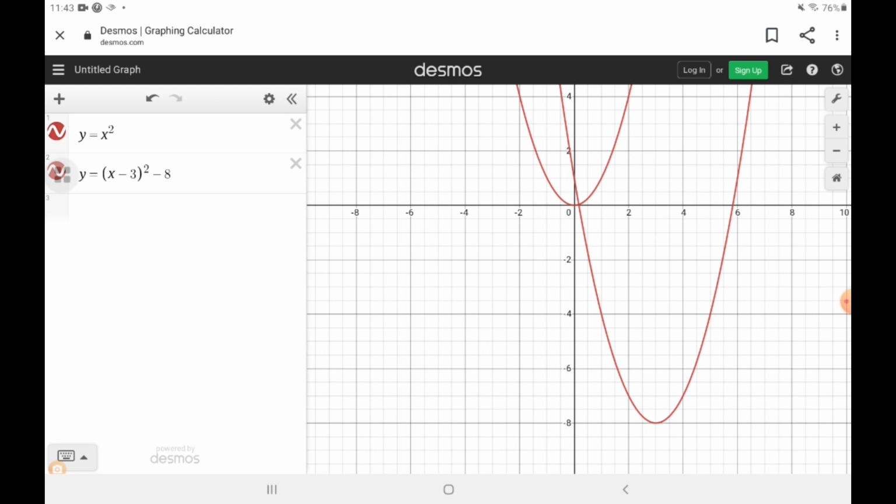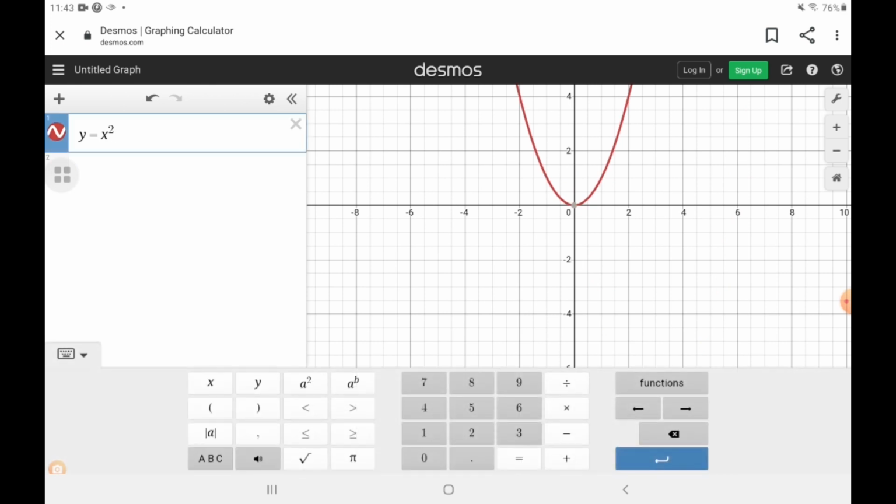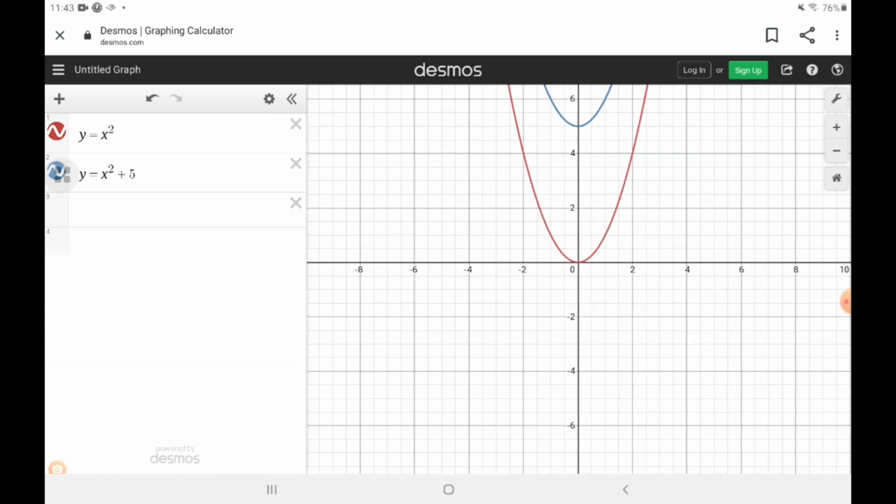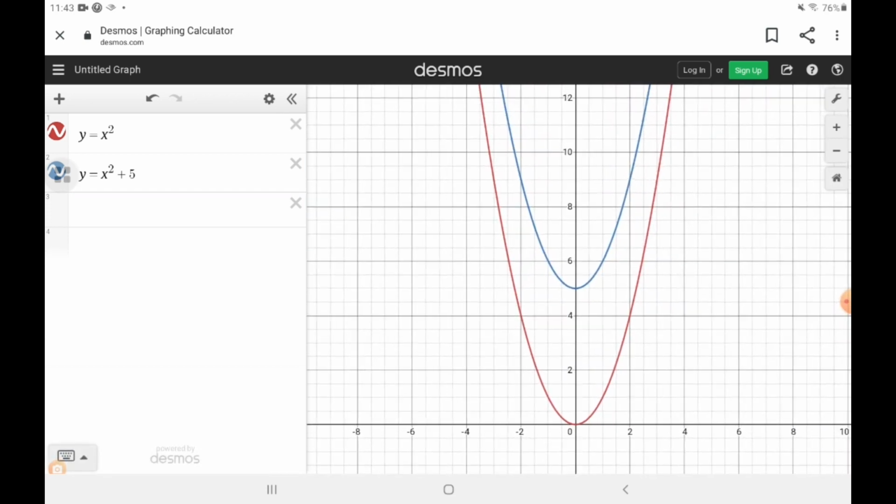Okay, so that is all about the translation, the vertical shift as well as the horizontal shift. Let me show you another equation. y is equal to x squared plus 5. This represents the graph shifted 5 units up. The same graph y is equal to x squared is shifted 5 units up.